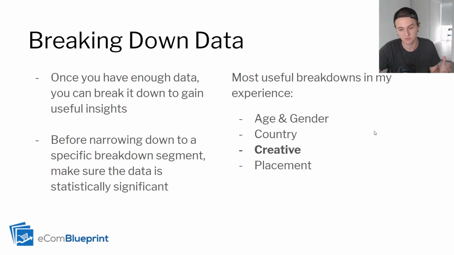The most useful breakdowns in my experience, number 1 is age and gender. Narrowing down your targeting by age and gender makes all the difference. So this is my favorite breakdown to start off with. I start off by targeting really broad, and then I break down to see what my target audience is. Now, country is also really useful to see if there are any countries that are specifically doing really, really well for you, or if you're spending money on countries that aren't doing well for you, and so on.